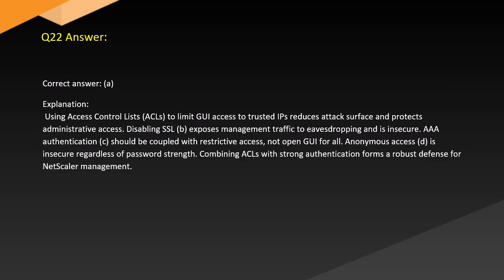Answer. Correct answer, A. Explanation. Using access control lists, ACLs, to limit GUI access to trusted IPs reduces attack surface and protects administrative access. Disabling SSL, B, exposes management traffic to eavesdropping and is insecure. RADIUS authentication, C, should be coupled with restrictive access, not open GUI for all. Anonymous access, D, is insecure regardless of password strength. Combining ACLs with strong authentication forms a robust defense for NetScaler management.